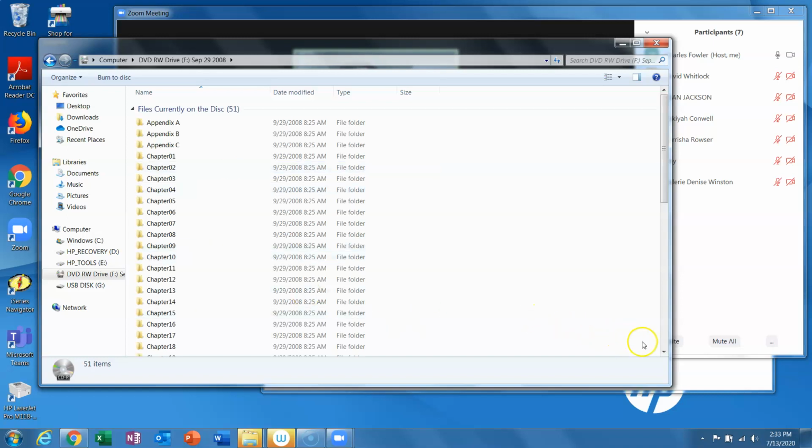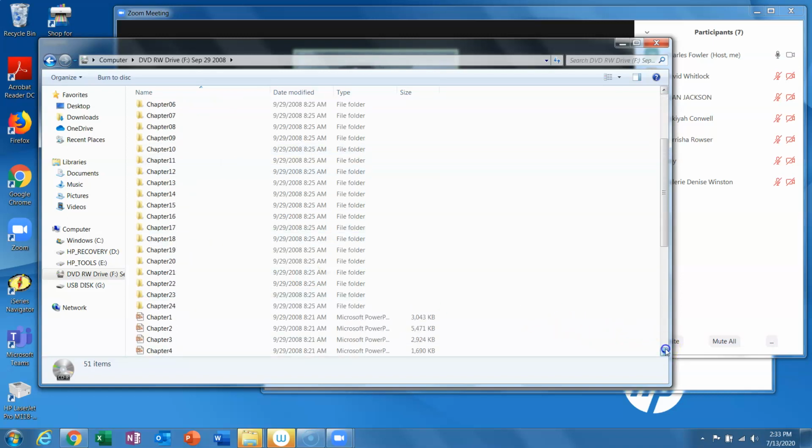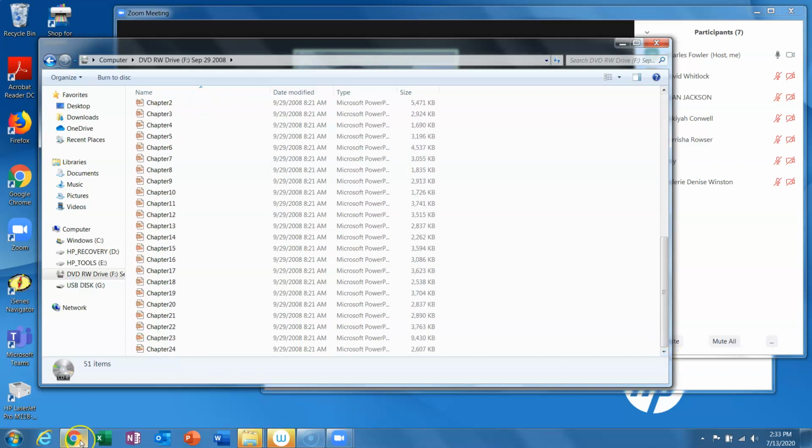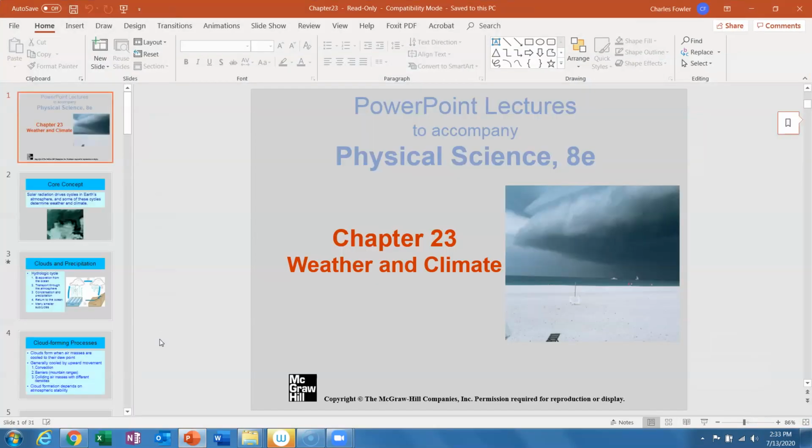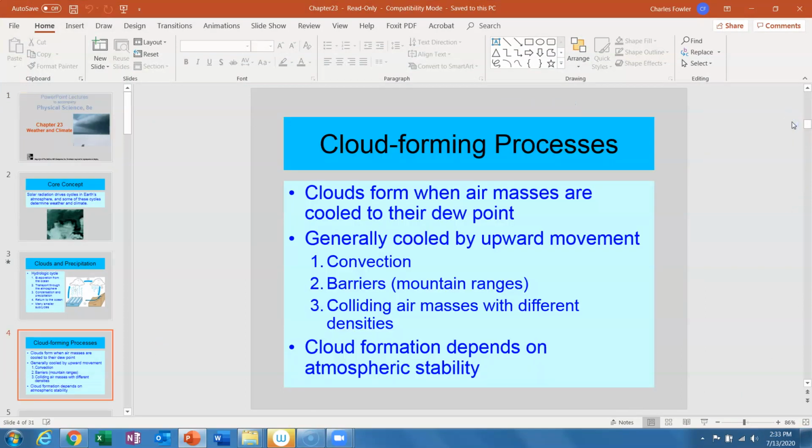Okay, we're in chapter 23. Next to the last chapter we'll do. It's going to get open in a minute. We did get started last time in this chapter. It's taking its time opening. There we go. And this is where we left off. Cloud forming processes, that's where we were. So let's go from current slide.